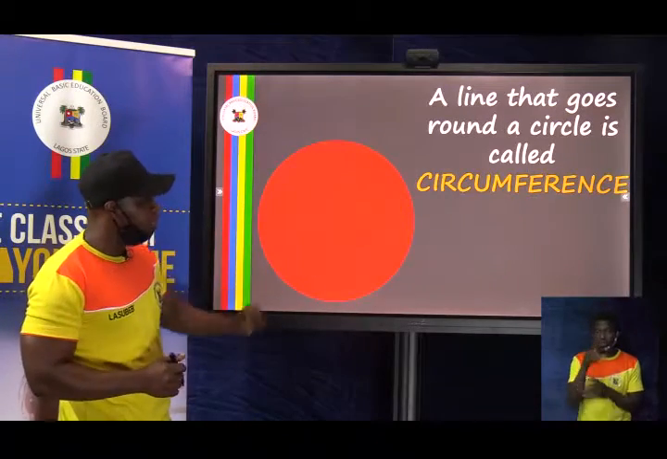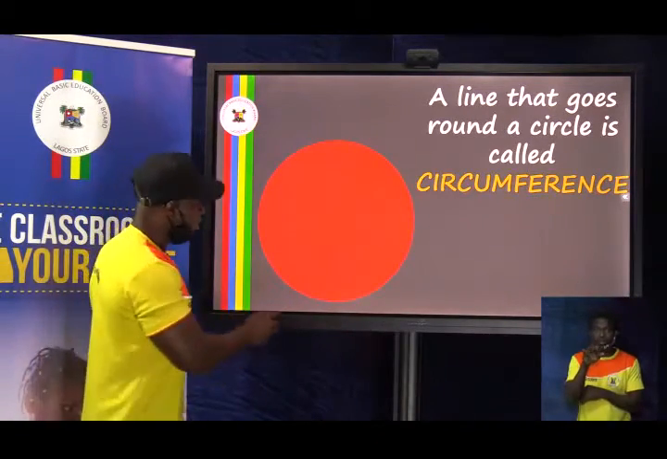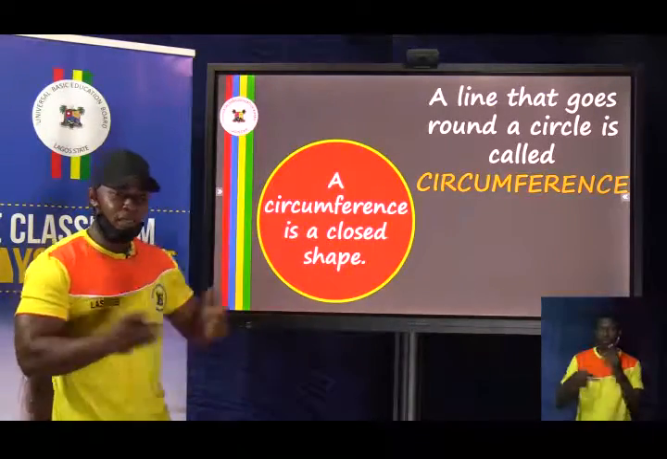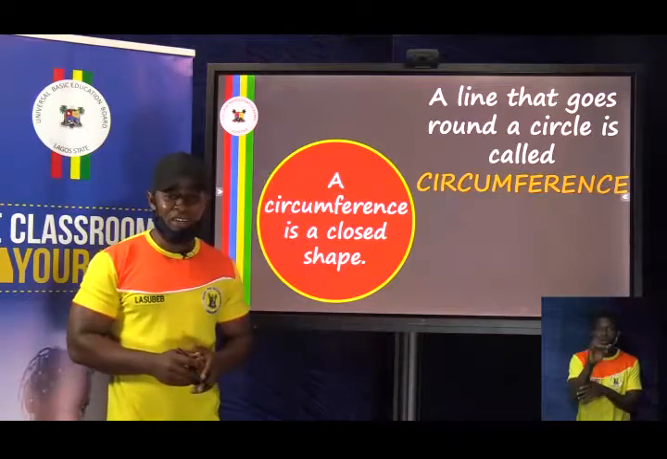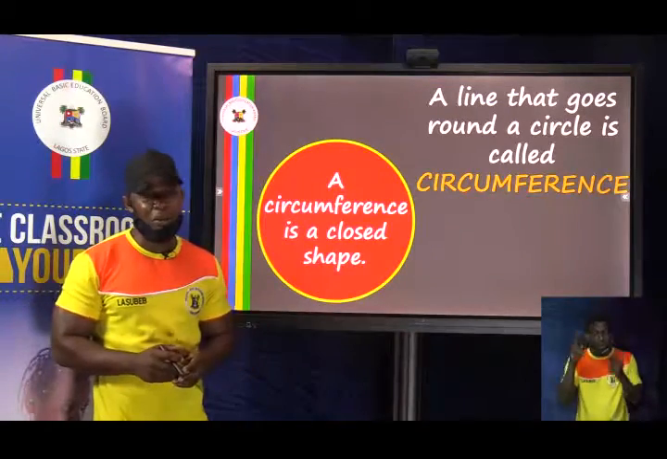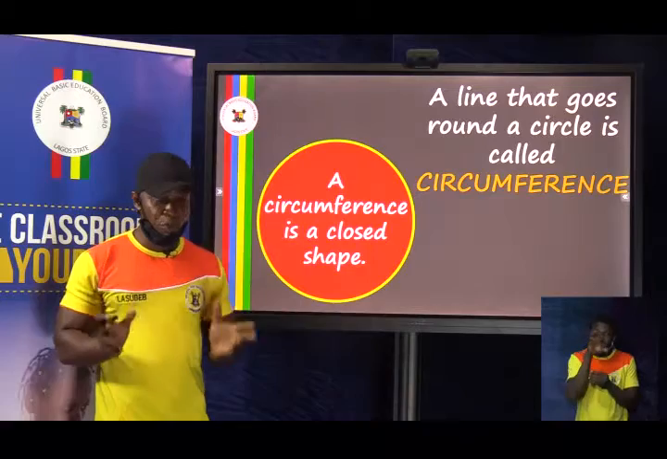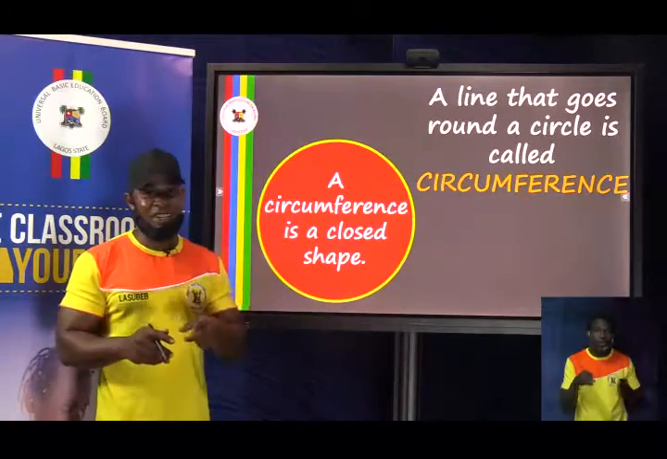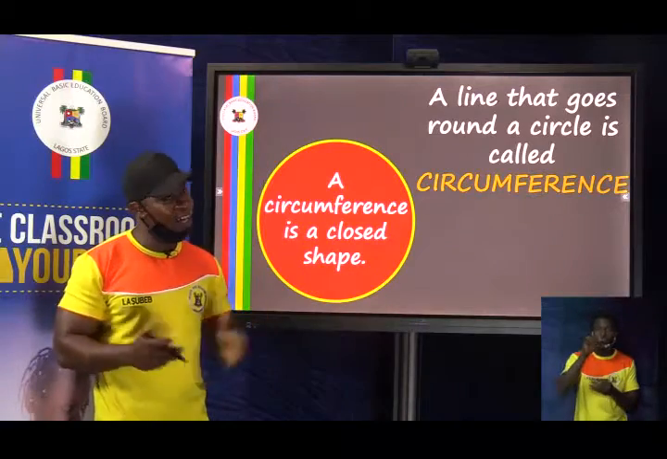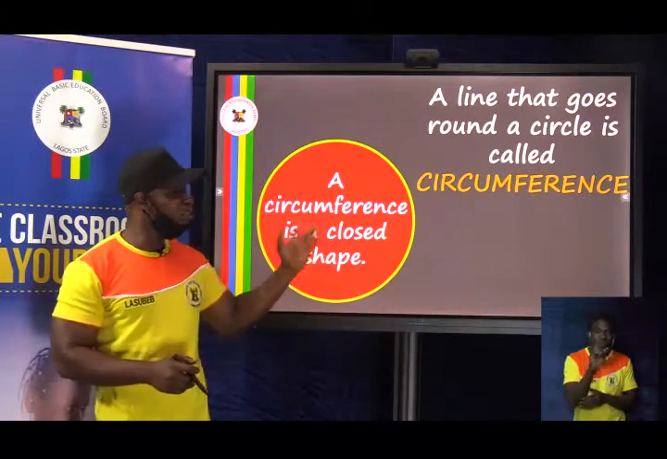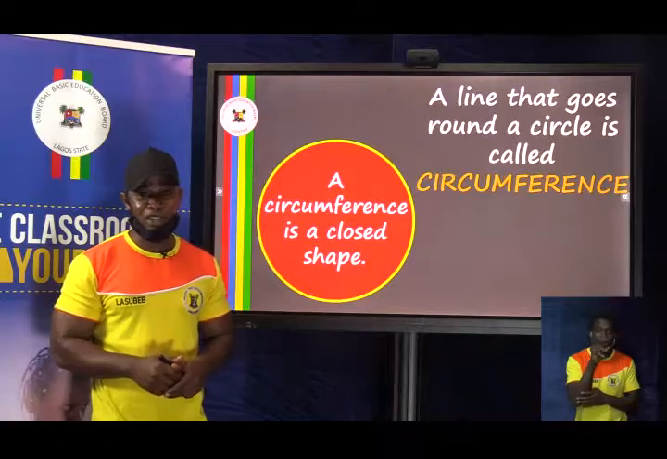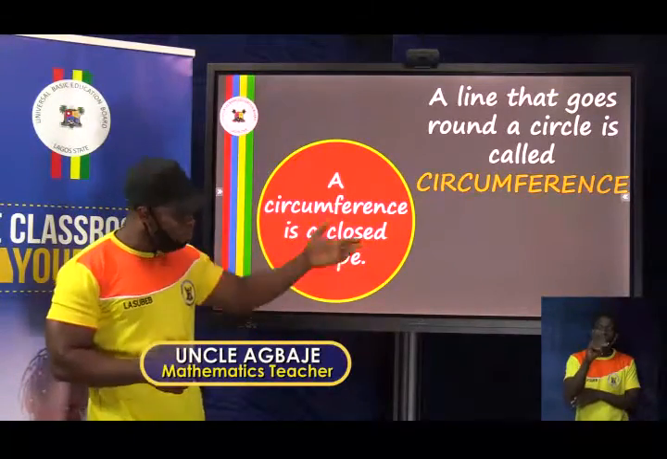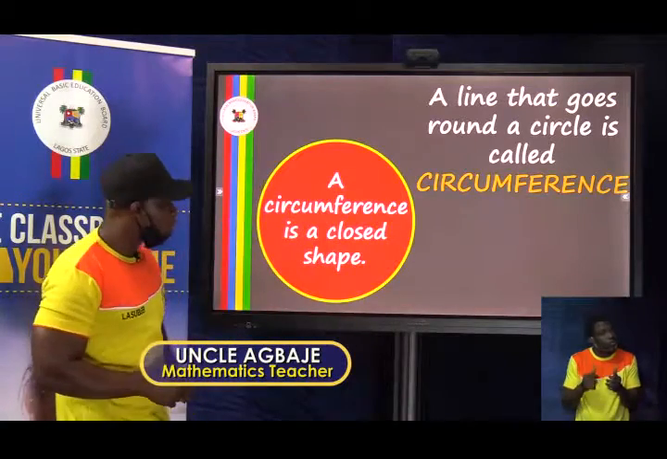All right, this is a circle. So let's see what the circumference is. This yellow line that goes round is what you call the circumference. But you may wonder, Uncle Baje, this is also a circle. Well, a circle is made up of two parts, just like your house is made up of two parts, the compound and the fence. So the fence is what we call the circumference. The fence of a circle is the circumference. Okay, so let's leave it at that. It's also called the perimeter sometimes, but most times we call it the circumference.